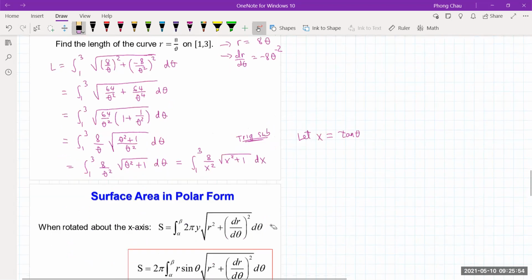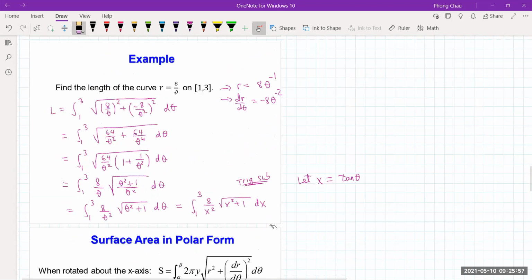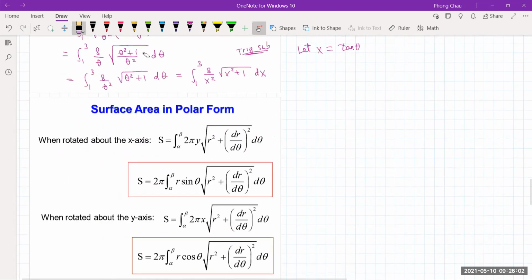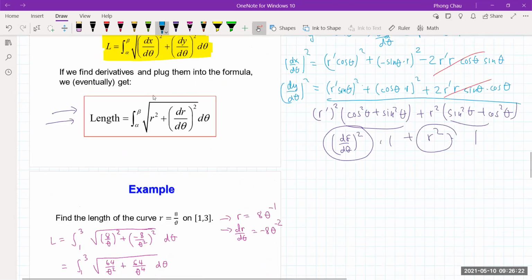Now, the final formula that we would need is the surface area. Recall the surface area in general is 2 pi times the radius times the arc length. Since we have the arc length formula, look at the arc length formula. If you want to find the surface area, all you need is to multiply this by 2 pi times the radius.